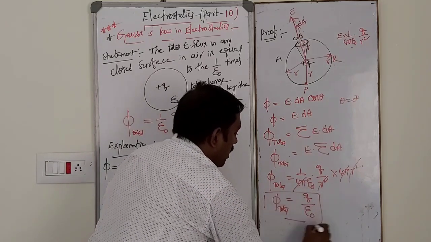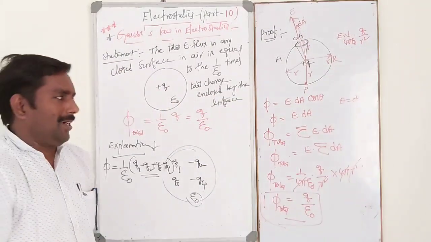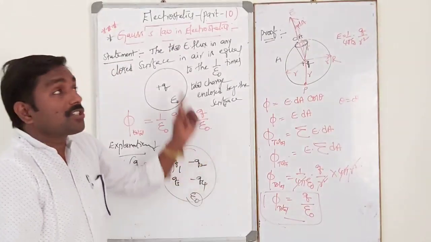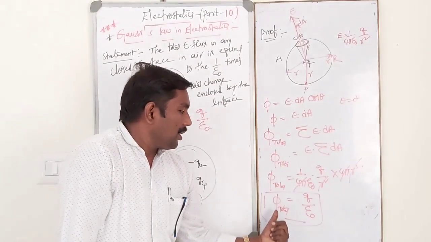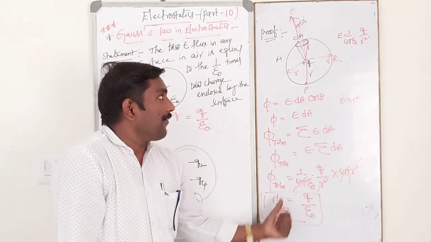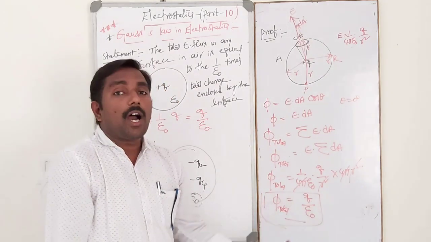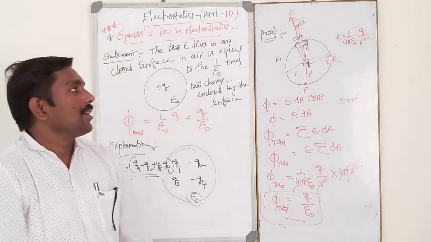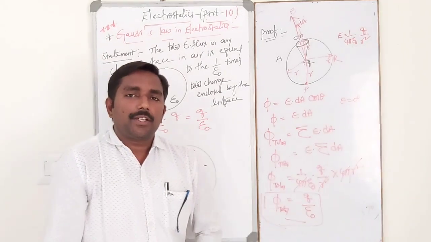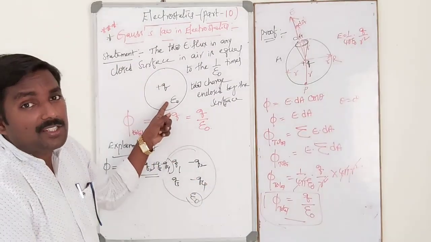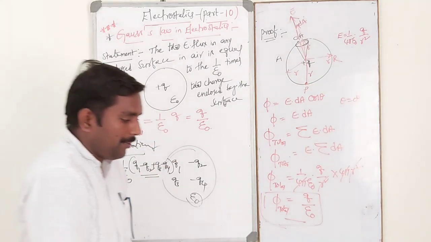This is the Gauss law. A small proof. Of course, the proof is not an important one, but the statement is the most important one. The total electric flux through this surface is equal to 1 by epsilon naught times the total charge enclosed by the surface. See, dear students, if no charge is enclosed by the surface, the electric flux will be 0.